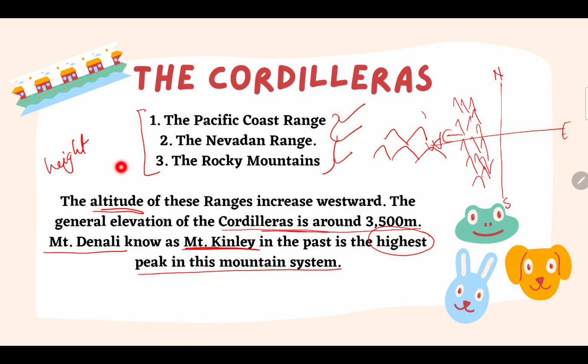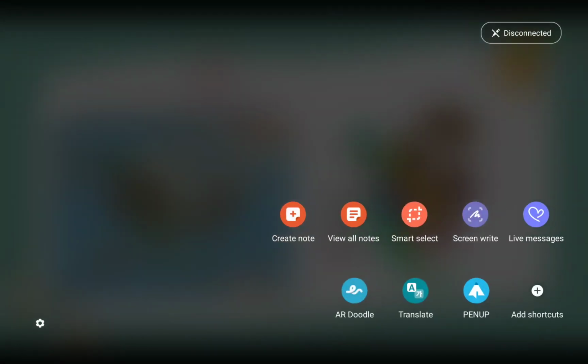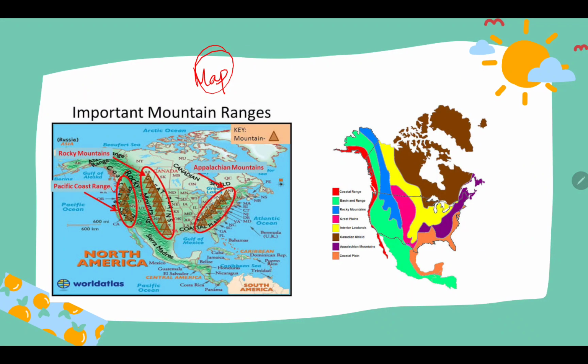But in these Cordilleras, Mount Denali, previously known as Mount McKinley, is the highest mountain peak in this system. Now, this is just a map showing where these mountains are located. The Pacific Coast Ranges is this one. The Rocky Mountains are these, and the Appalachian Mountains is this one.